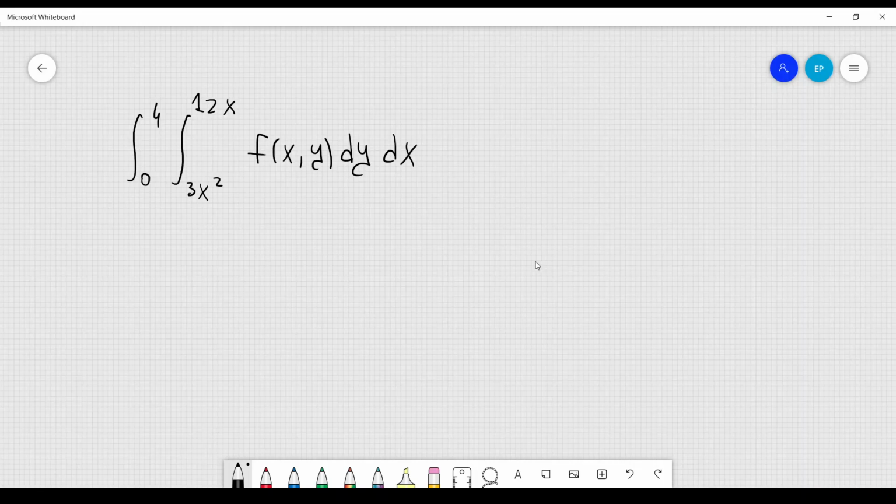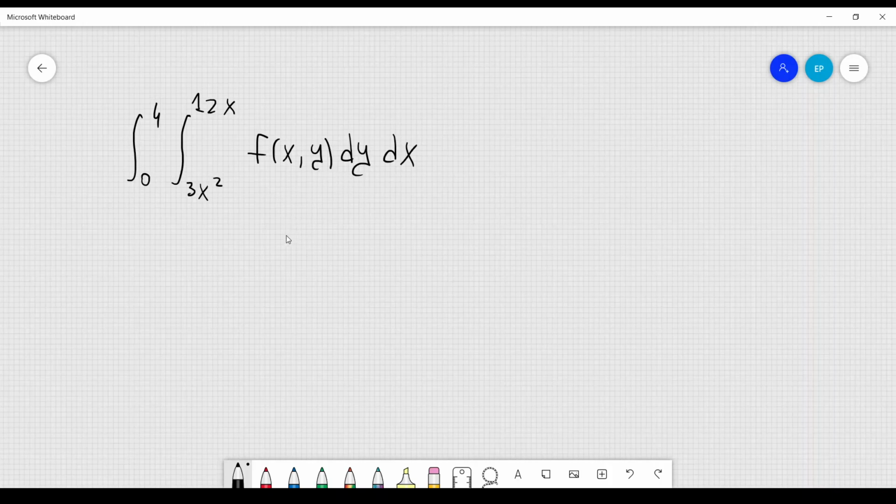Here we have an exercise where we consider this double integral and we want to change the order of integration, meaning that in this case, as you can see, we first integrate over dy and then we integrate over dx. What we want to do is integrate first over dx and then integrate over dy. So this is just a simple problem. Now let's try to work this out.